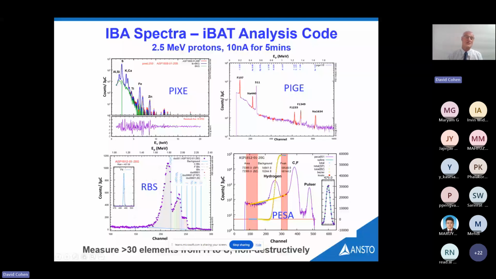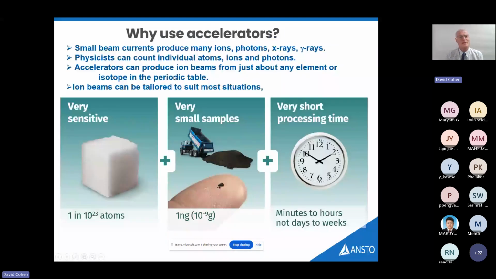Okay, so why use accelerators? Just to do a bit of a recap of what I've said so far. With both the techniques AMS and IBA, we have very small beam currents, or we're measuring individual ions or individual atoms, if you like. We can also measure individual photons and individual X-rays. So the sensitivity is really very good. We can do the full range of elements in the periodic table. And we can adjust the ion beams to tailor to suit the situations, as you do with isotopic dating. You pick the isotope with the right half-life to look at the timeframes that you want to measure.